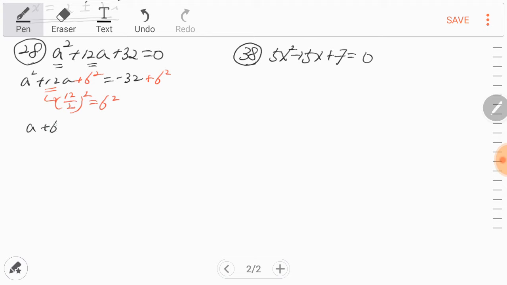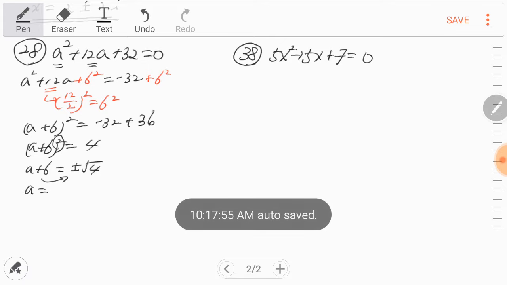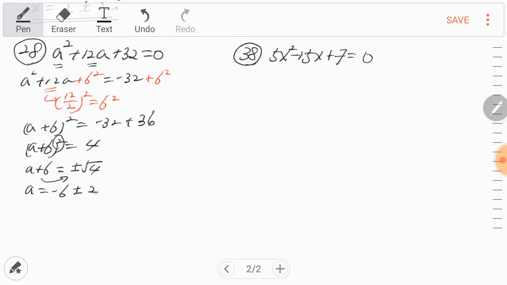(a + 6) squared equals negative 32 plus 36. Then (a + 6) squared is equal to 4. Then a + 6 is equal to, get rid of this power 2, the right side is plus or minus the square root of 4. Then a is equal to, move 6 to the right, negative 6 plus or minus what? 2. So this means a equals negative 6 plus 2, or a equals negative 6 minus 2. One is plus, one is minus. So a equals negative 4, or a is equal to negative 8. There are two solutions, negative 4 and negative 8.